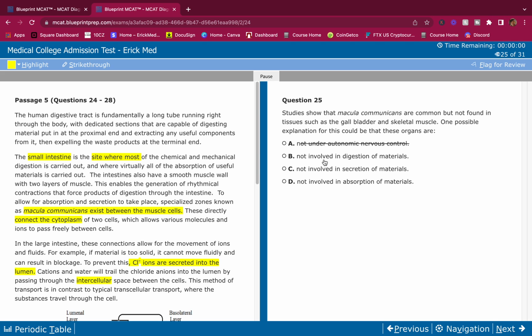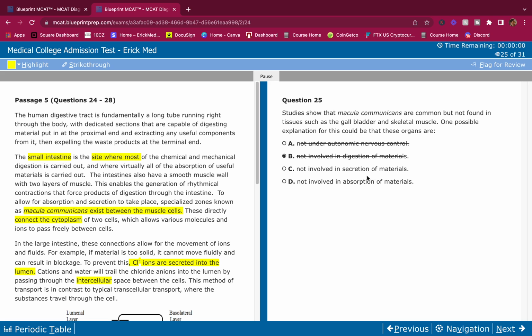These organs are not involved in digestion of materials. They're telling me that they're not involved in digestion of materials. The gallbladder is. Okay, the gallbladder secretes bile. We need that bile to emulsify fats. We need that to digest fats. Okay, it is involved. All right, remember, there's a difference between digestion and absorption. There's a big difference between that, guys.